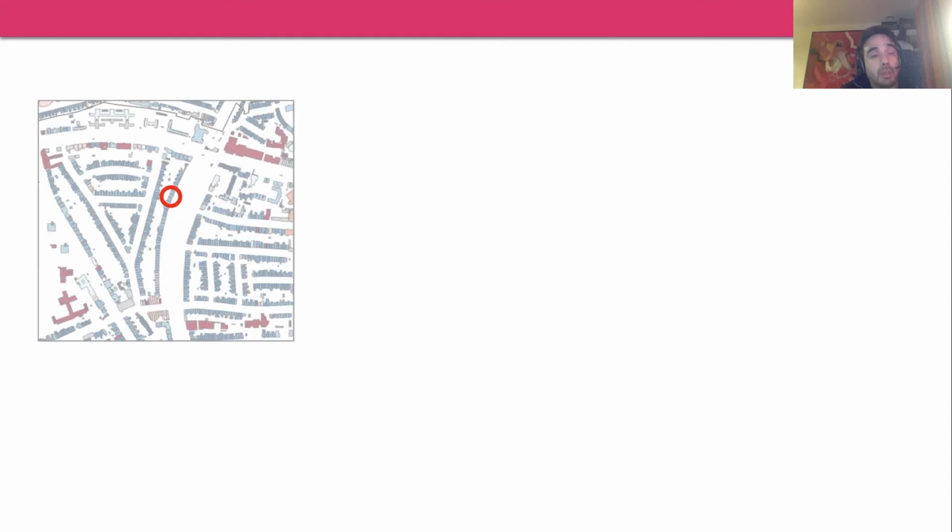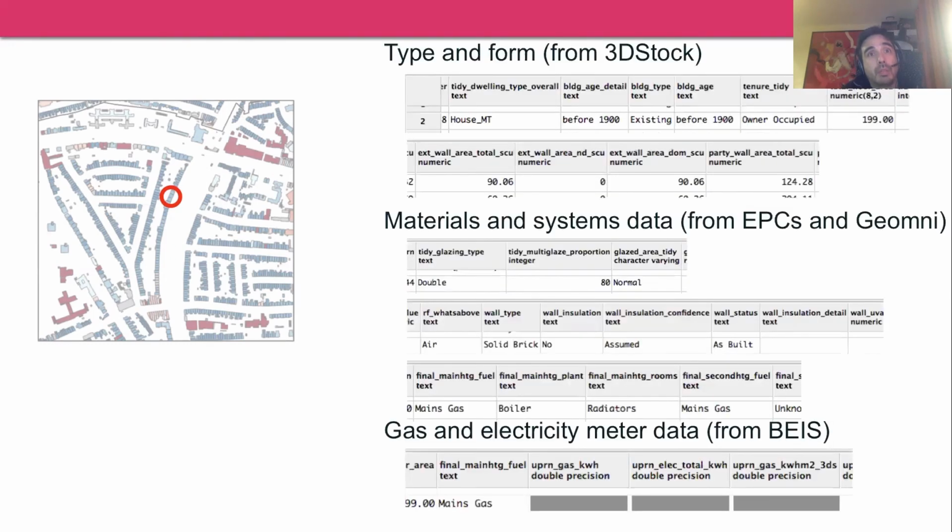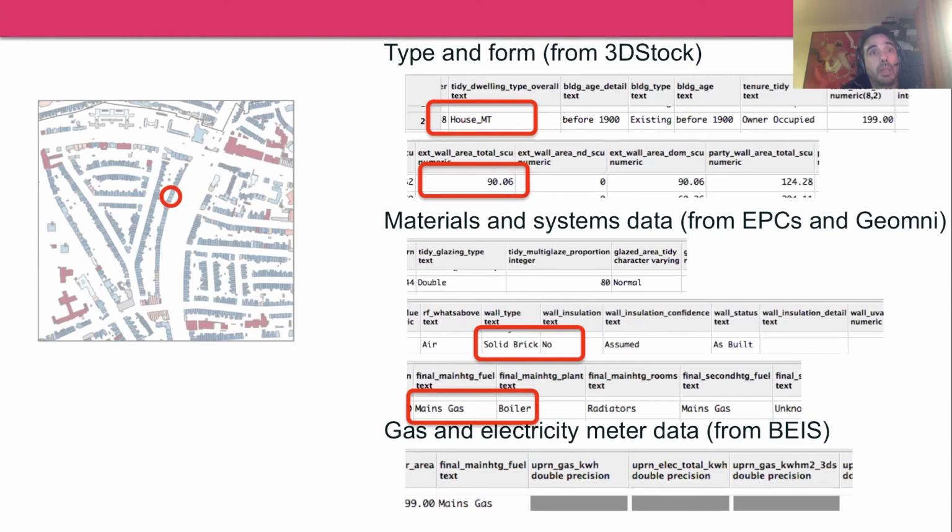So talking through the methodology, if we consider an example building, and I'll show data that doesn't belong to this specific building, this is a snapshot of some of the data available in 3D stock at an individual building level. So we might know that this is a mid-terrace property. We'll have building form information, including the areas of the building envelope. We also know about the construction, so here uninsulated solid brick walls. And finally, we know a bit about the internal systems as well as the annual energy consumption.